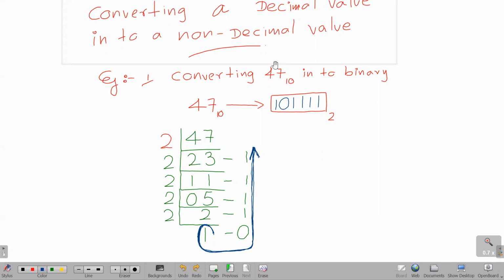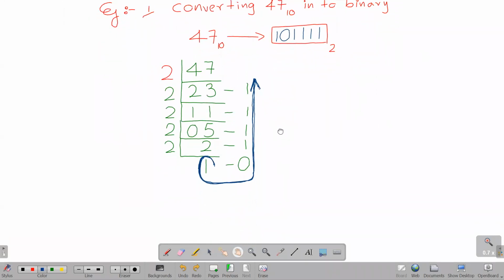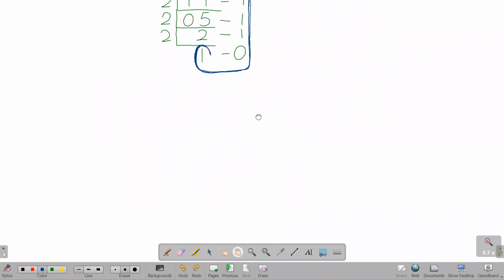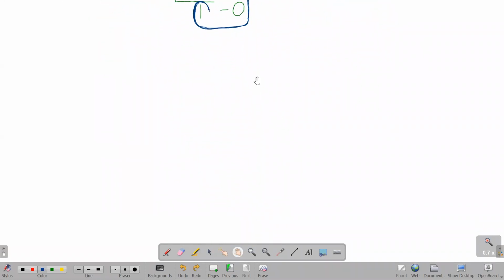Okay, are we done? Can we move forward? Yes, sir. Right, great. So the second example that I'm going to do with you is converting a decimal value into an octal. Right, so example number 2.